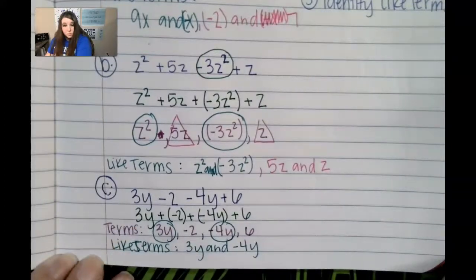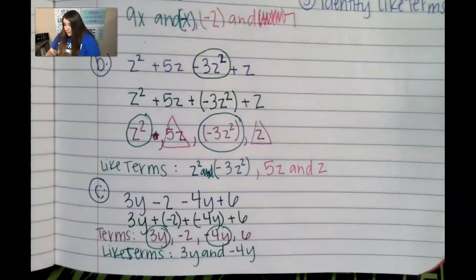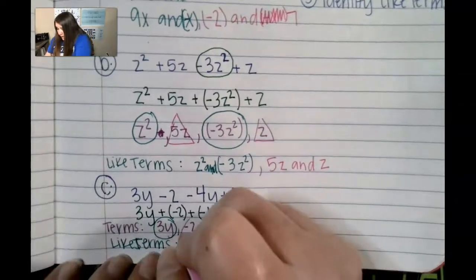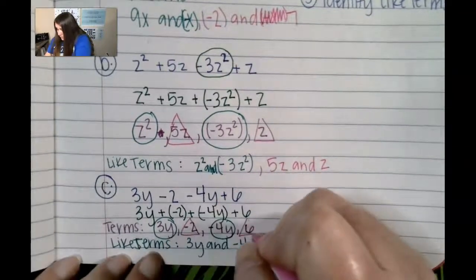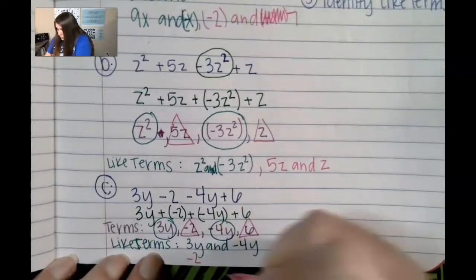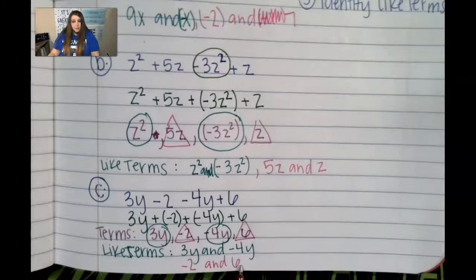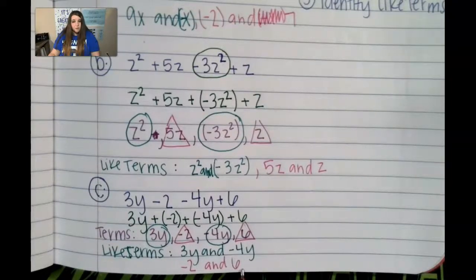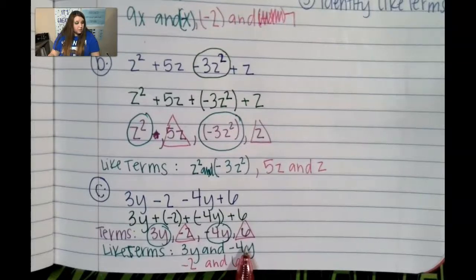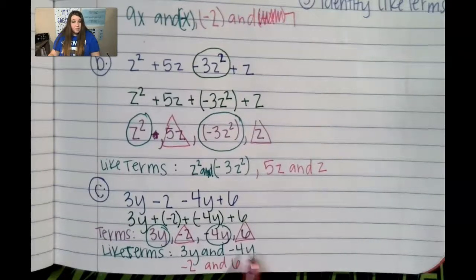Okay, though that is one set. Our second set of like terms that we have are the constants. We have negative 2 and we have 6. 2 and 6 are alike because they don't have any variables. 3y and negative 4y are alike because they both have y's.